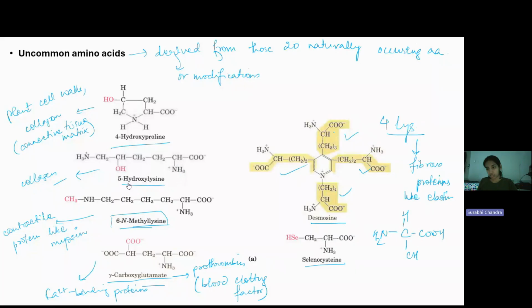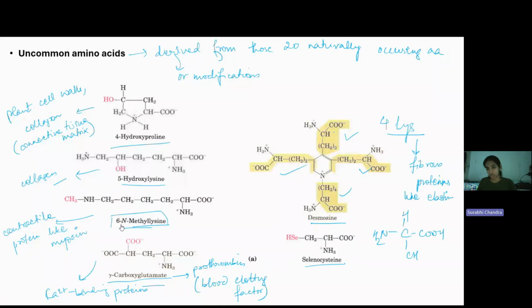Then you also have 5-hydroxylysine. So for the lysine residue, this is the C alpha carbon attached to H, COO minus and NH3 plus. Then you have beta, gamma, delta and epsilon carbons, and finally NH3 plus. This is in general the backbone of lysine. However, in the CH2 here, one H is replaced by OH, thereby forming 5-hydroxylysine, which is an uncommon amino acid derived from the positively charged lysine residue, and this is found in the collagen matrix.